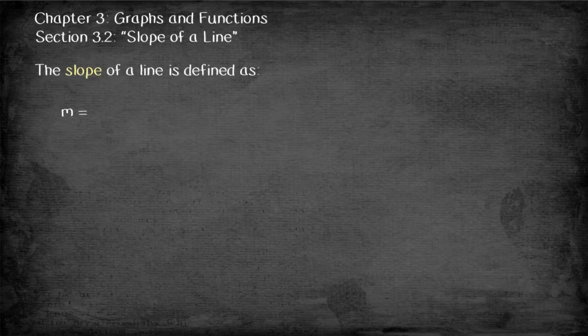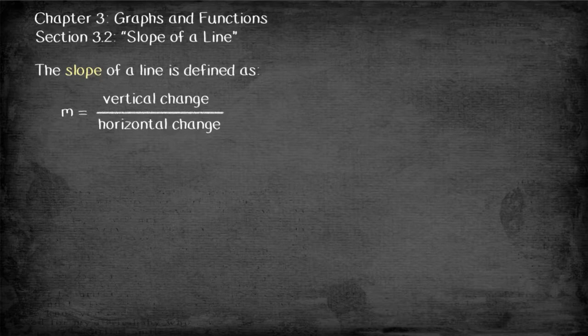So let's look at the definition. The slope of the line is defined by the following equation. M for slope is equal to the vertical change of the line divided by the horizontal change. Another way of saying this is the rise over run.